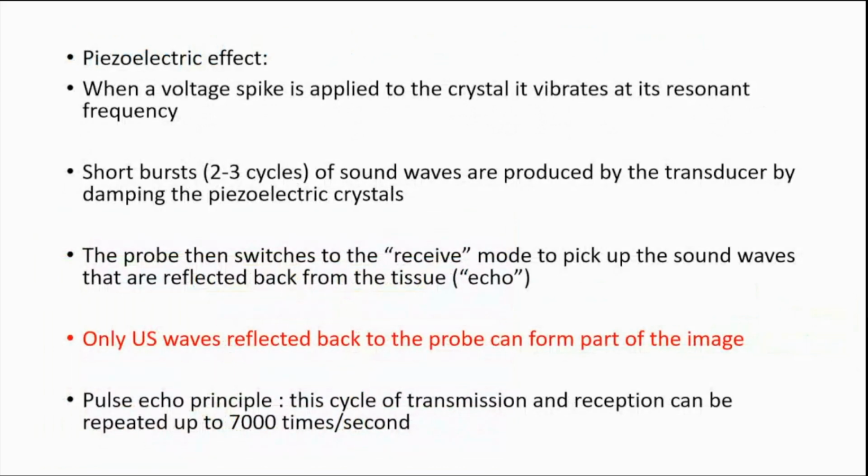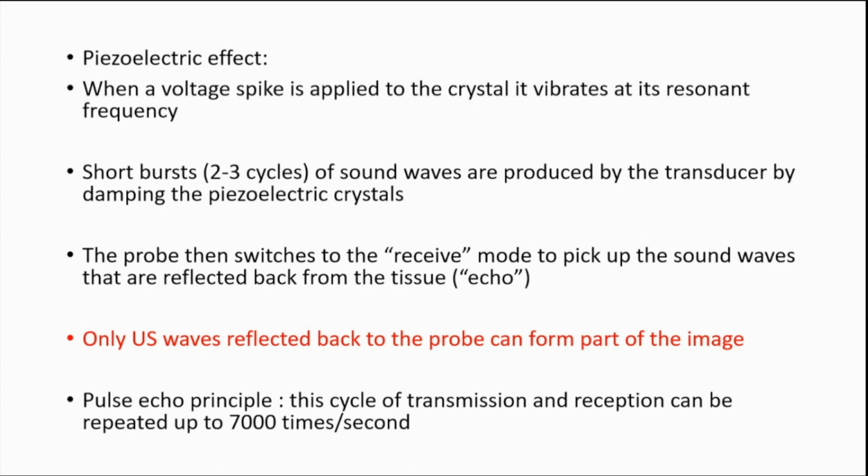So basically, the ultrasound transducers are made of certain crystals that tend to contract and expand, or basically vibrate, at their own resonant frequency whenever a voltage spike is applied to them. This will then produce short bursts of about 2 to 3 cycles of pressure disturbances, which produce the sound waves by damping the piezoelectric crystals. So this is known as the piezoelectric effect, which forms the basis of the generation of an ultrasound wave.